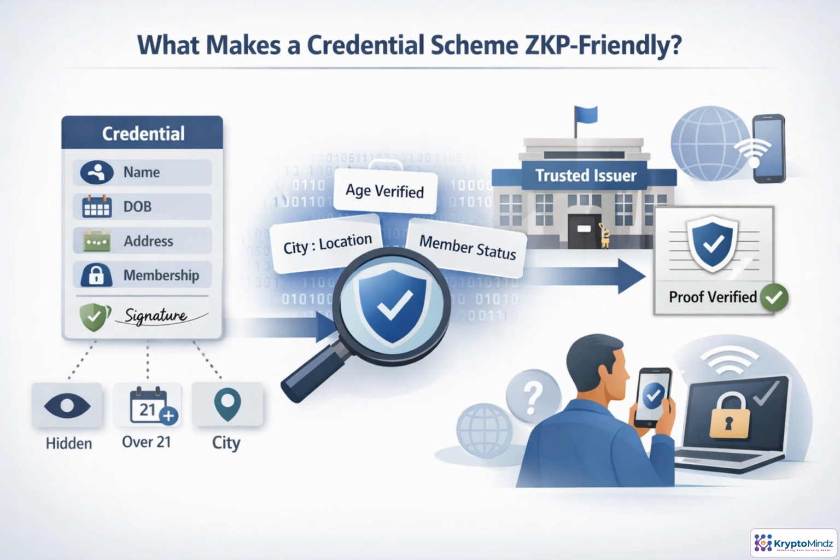A credential scheme becomes zk-friendly when each attribute can be proven selectively. A holder might reveal a city, prove they are over 21, and hide the exact birth date and name. The signature must also support proof of possession without exposing the signature itself. At the same time, the verifier still needs confidence in the issuer behind the proof. If the process is slow or non-standard, adoption in real web and mobile environments becomes difficult.